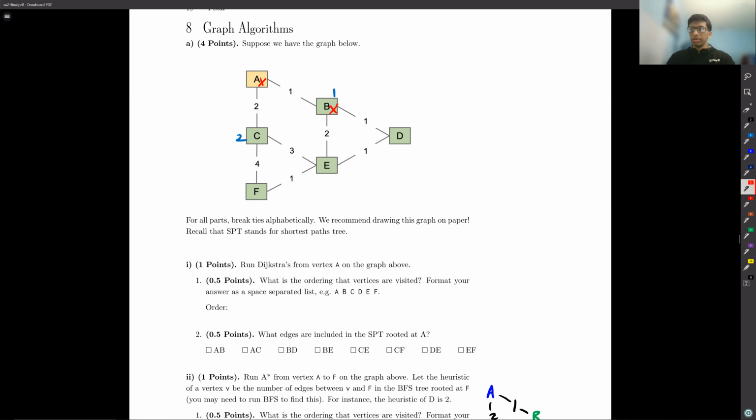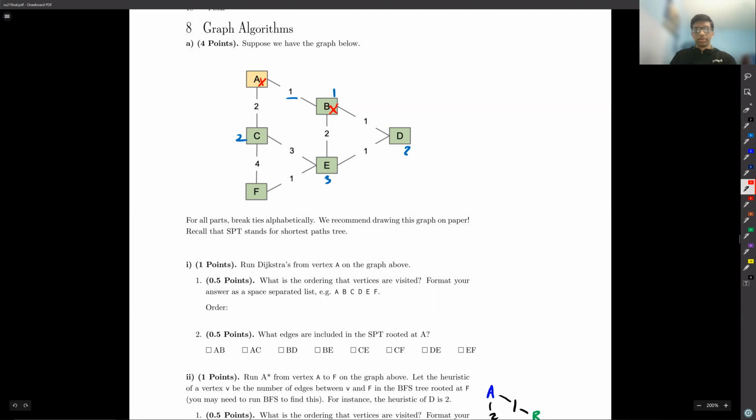When we pop off B, we know we're going to be using this edge AB no matter what. And then we can update D and E's distance as well. So if it takes 1 to get to B, that means that it could take 3 to get to E, and that could also take 2 to get to D. And now we're put in a bit of a conundrum. We need to tie break between C and D because both have a distance of 2, but we're told to break ties alphabetically. That means that we're going to go ahead with C.